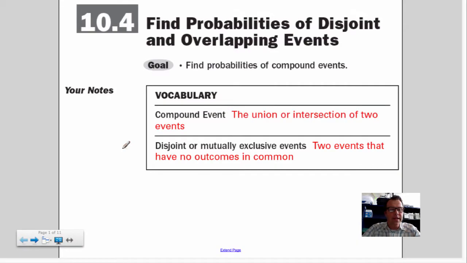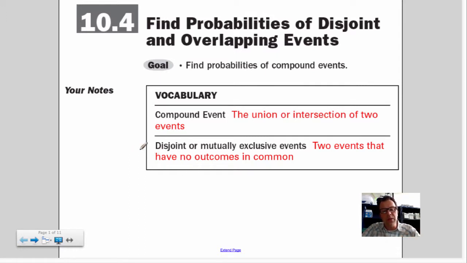And here we are, section 10.4. Title of the section is Find Probability of Disjoint or Overlapping Events. So we get some vocab, not a big deal, but maybe if I write it down. Compound event: the union or intersection of two events. And disjoint or mutually exclusive events: two events that have no common outcome.